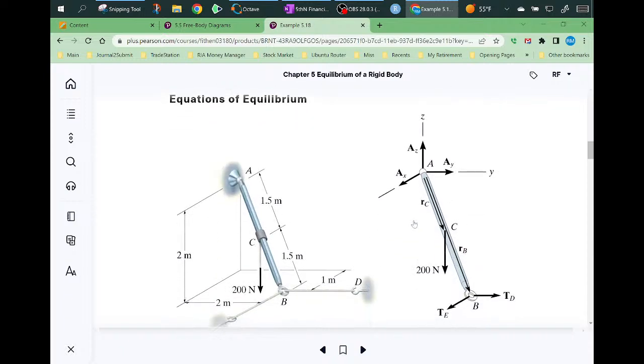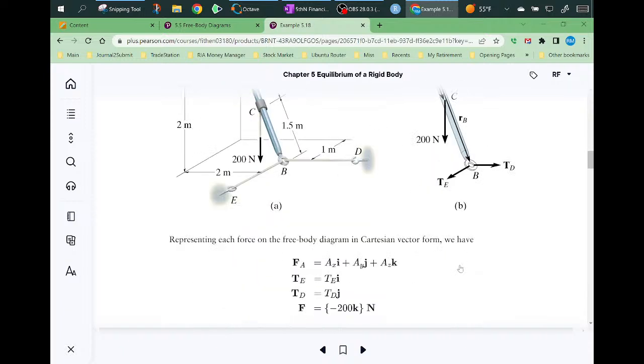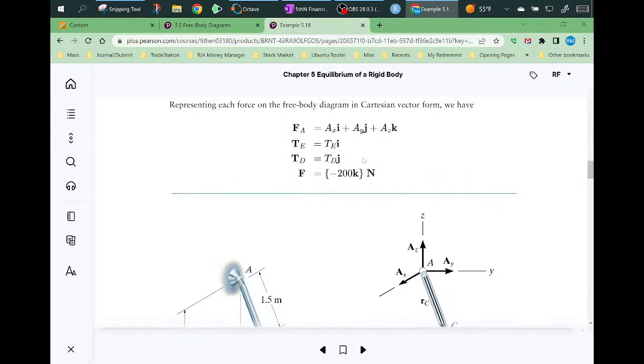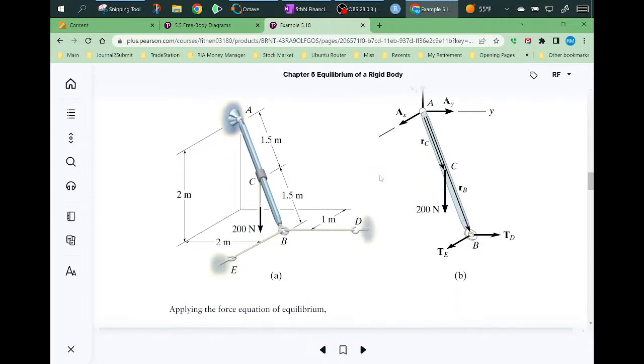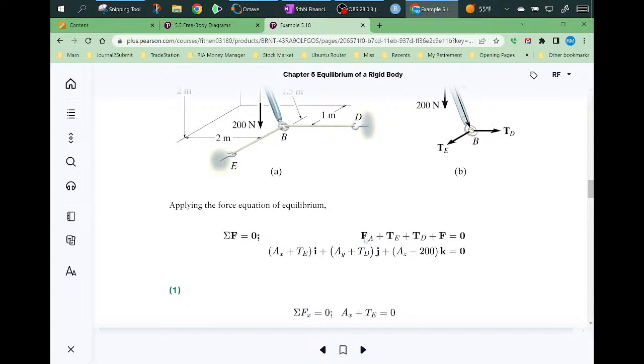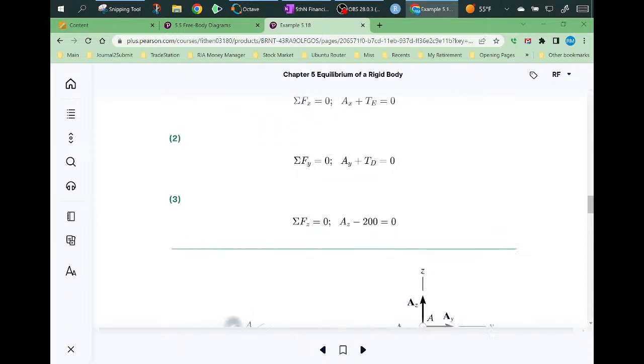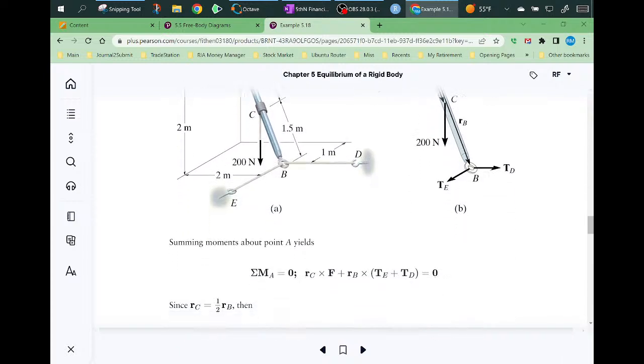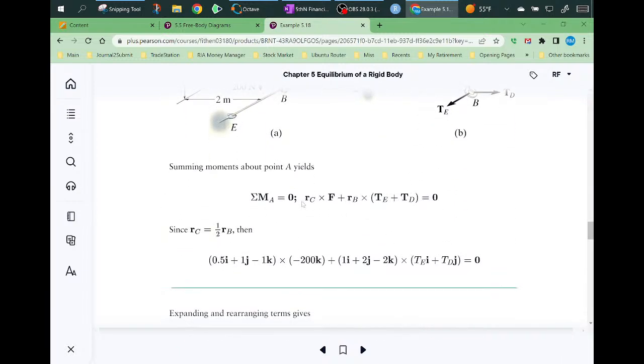Equations of equilibrium. You could take this one, do some moments about this. That should give you enough to solve those two. What he's done is list all these. He did his sum of the forces first, and then he did the sum of the moments, the R crossed. So he did RC cross F.